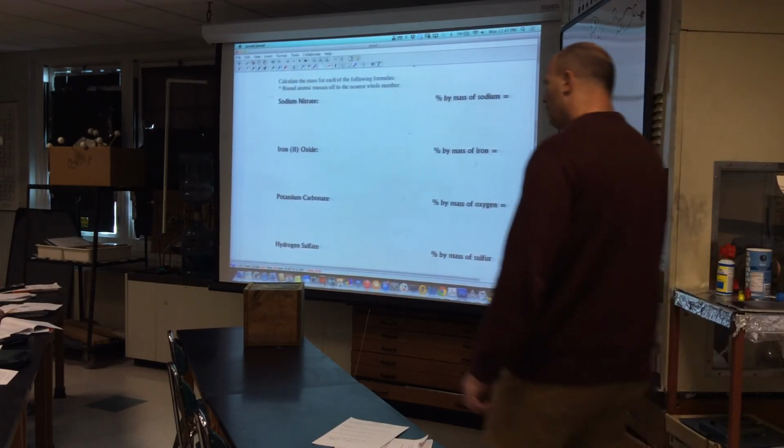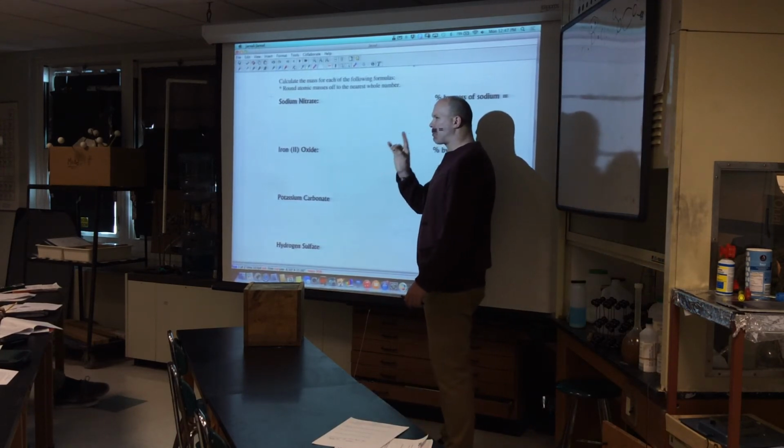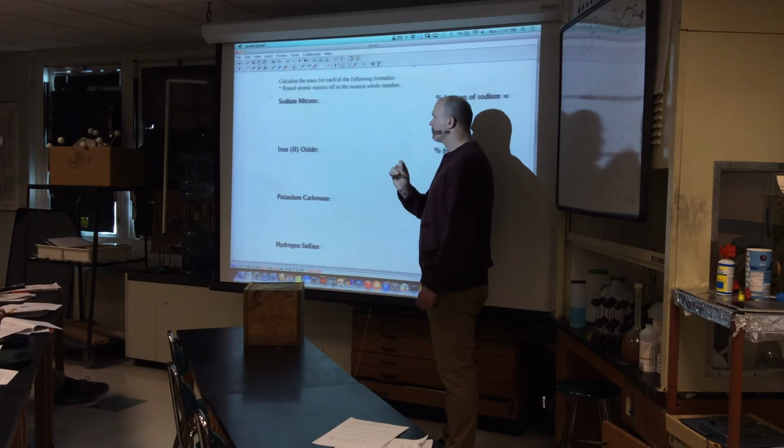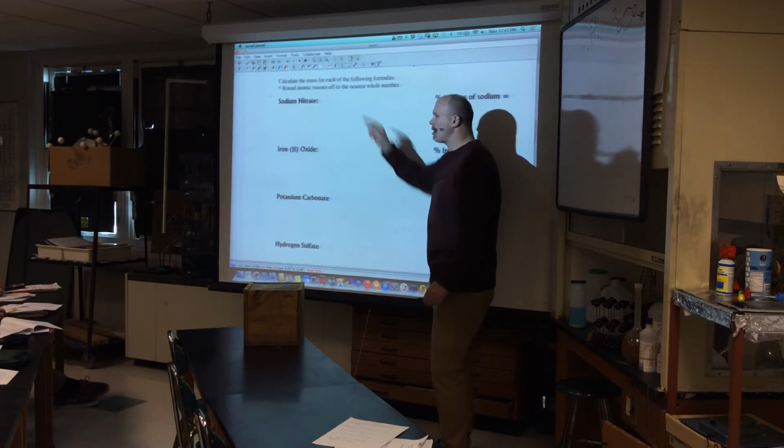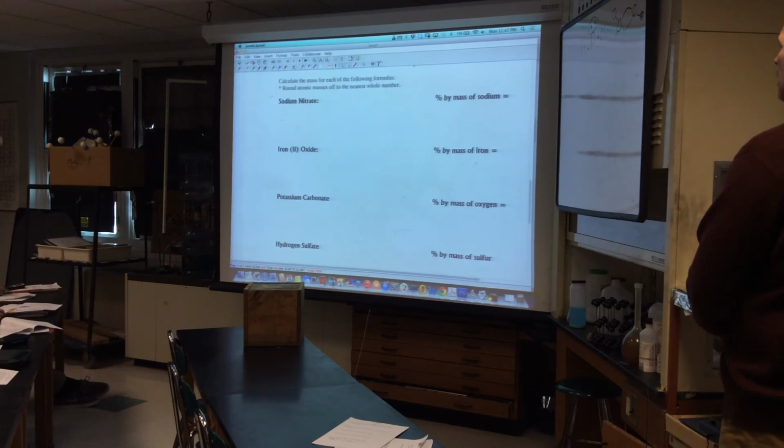The next skill is using the formula of molecular mass. We're going to come up with a percent by mass. Check this out. Sodium nitrate. We need a formula here. Sodium likes to become +1. Nitrate likes to become -1. So you crisscross, and you get NaNO3.